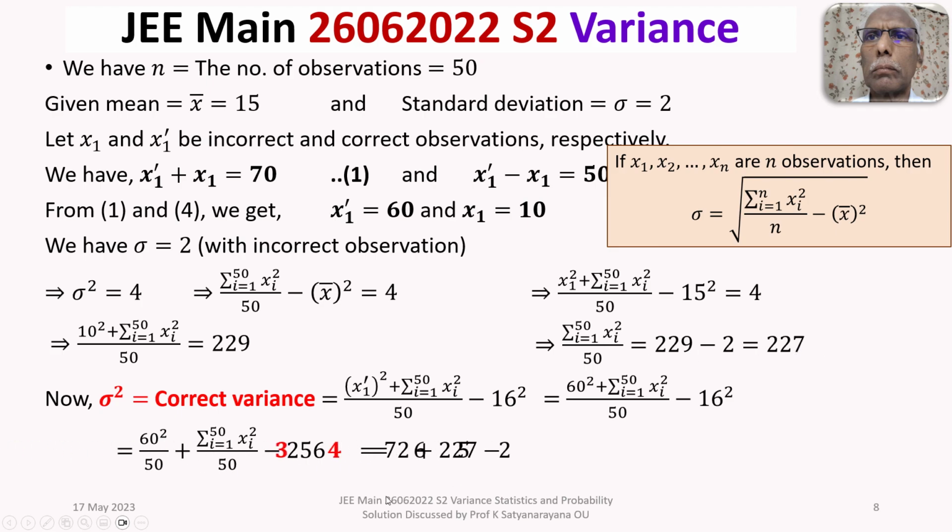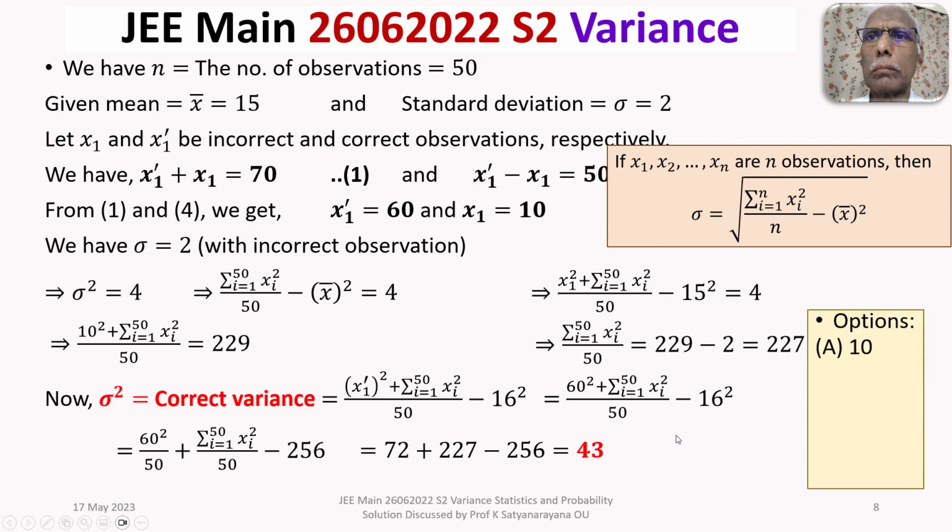So 60 square by 50 is 3600 by 50, that is 72, and from above we have 227 minus 256. Simplifying, we get 43. Therefore, the correct variance for this question is 43. Let's look at our options. Our answer 43 appears against option C. Therefore, our answer to this question is option C.